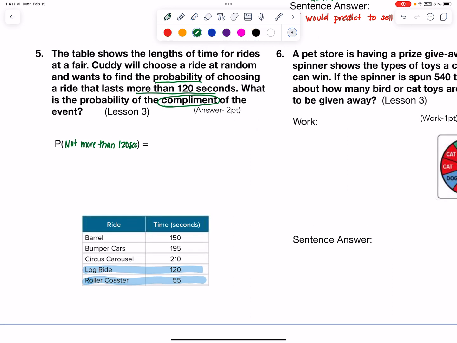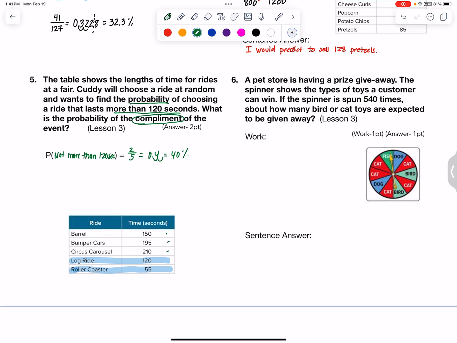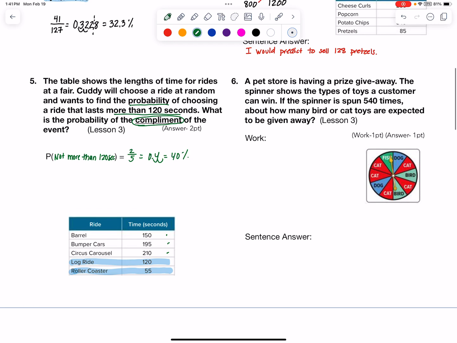So we have that one, and that is it. Okay, so the probability of choosing a ride is 2 out of 5. So 2 out of 5 chance. Okay, what is that as a decimal? Well, 2 divided by 5 is 0.4, which if we swoop over or multiply by 100 is 40% chance. Okay, all right, so on to number 6.